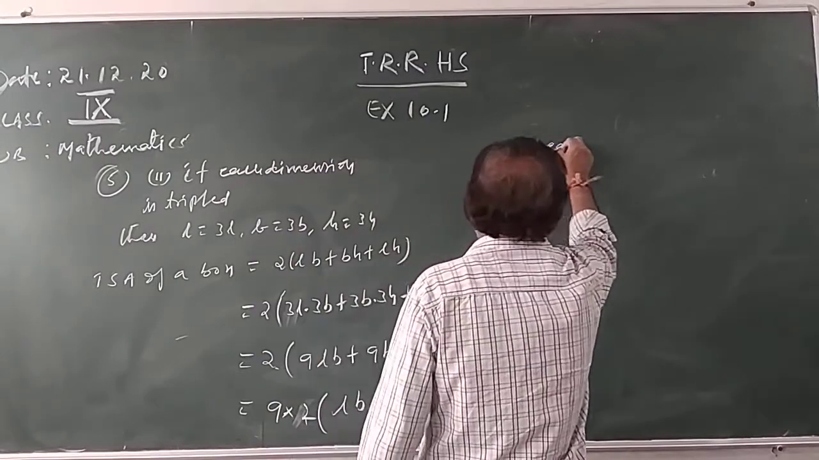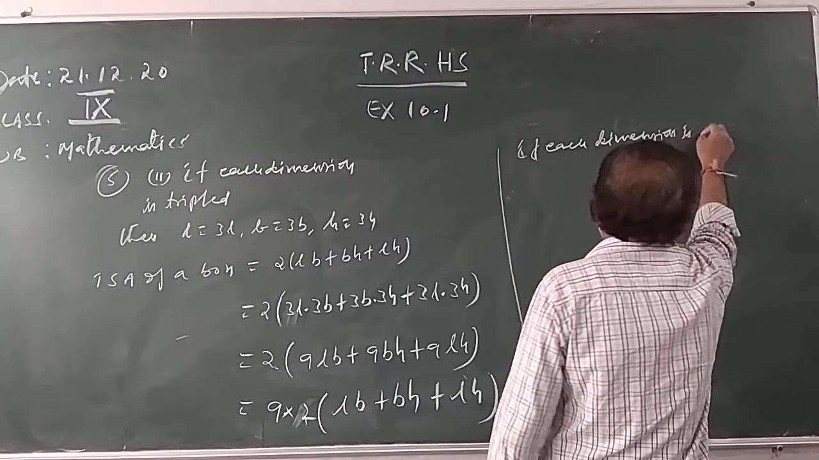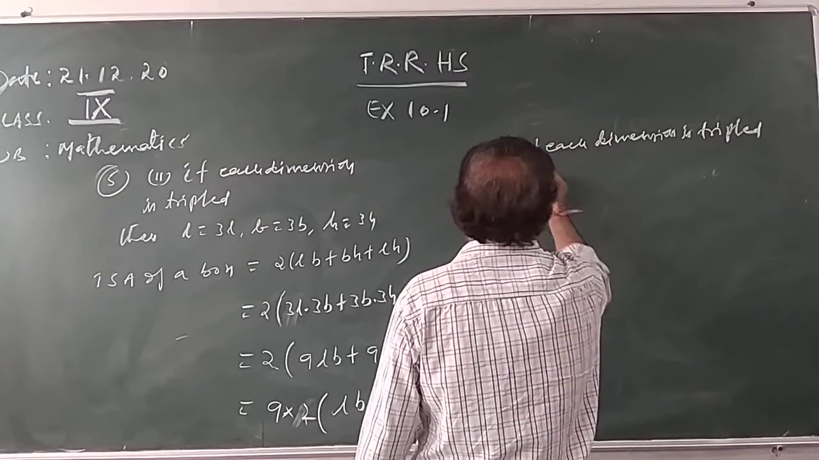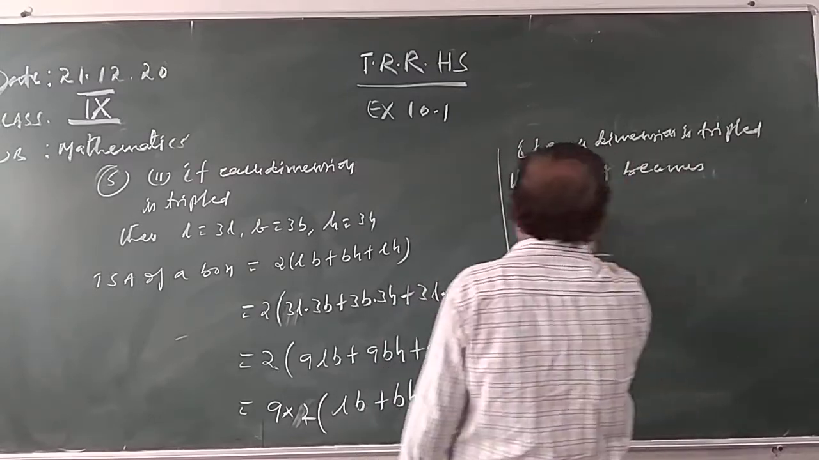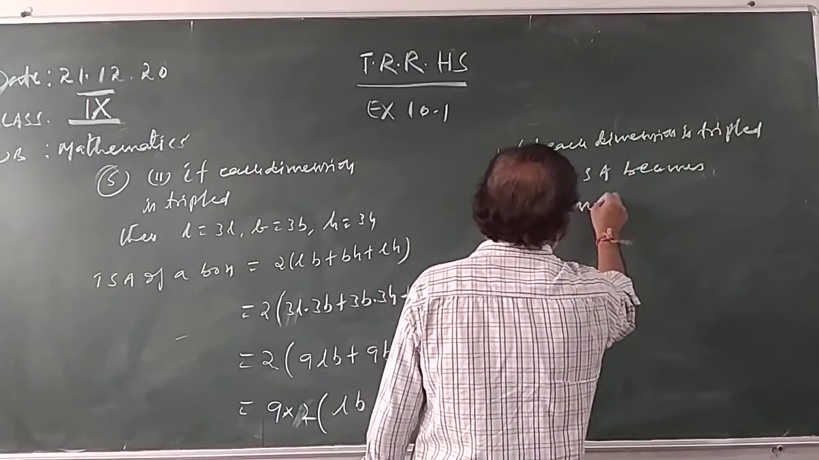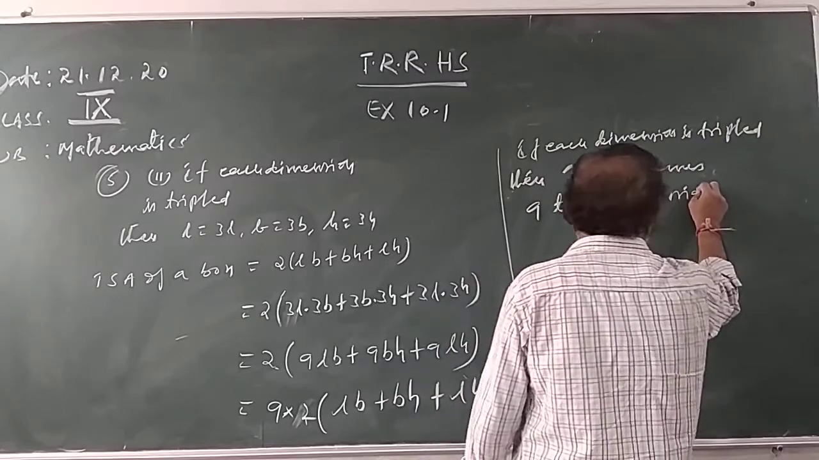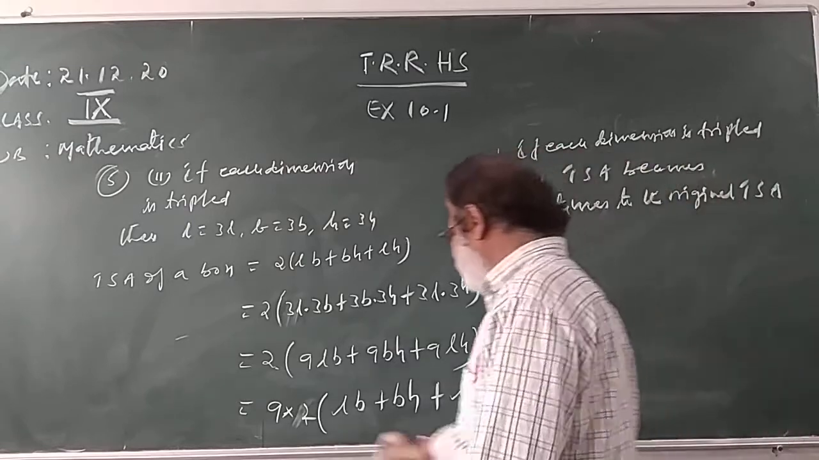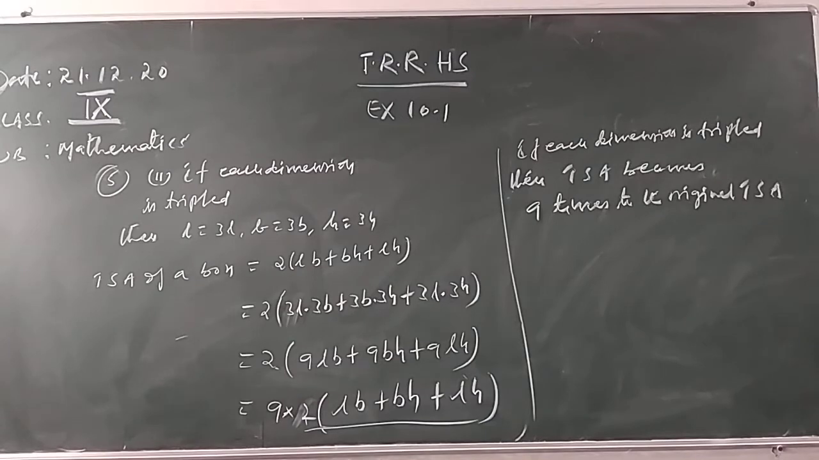So, if each dimension is tripled, then TSA becomes 9 times the original TSA. Like this, you can do the problem. I hope you clearly understood, children. Okay, the fifth question is over.